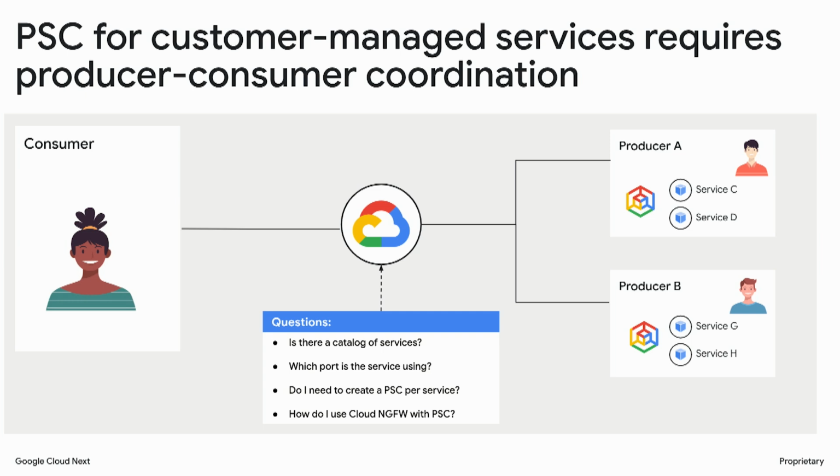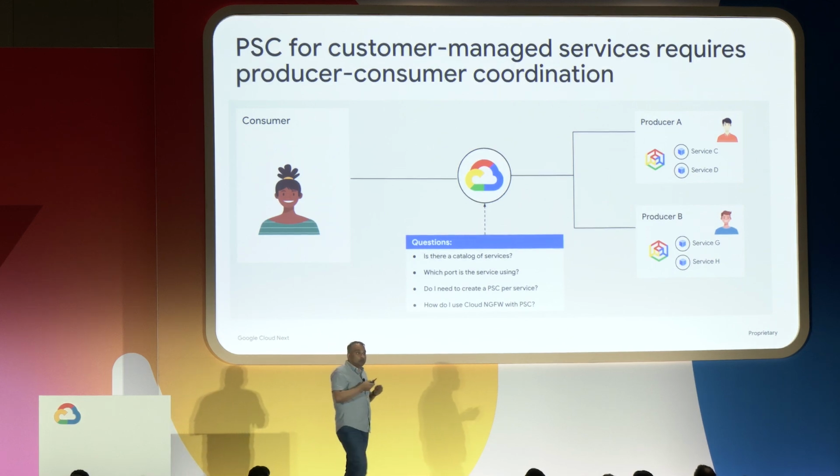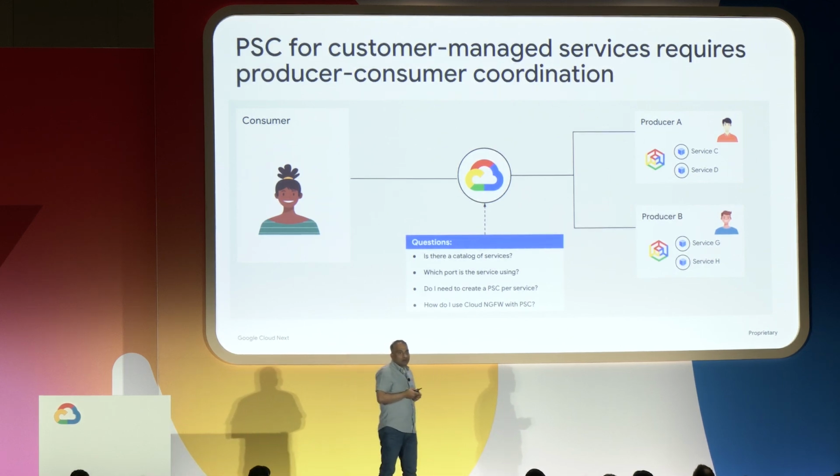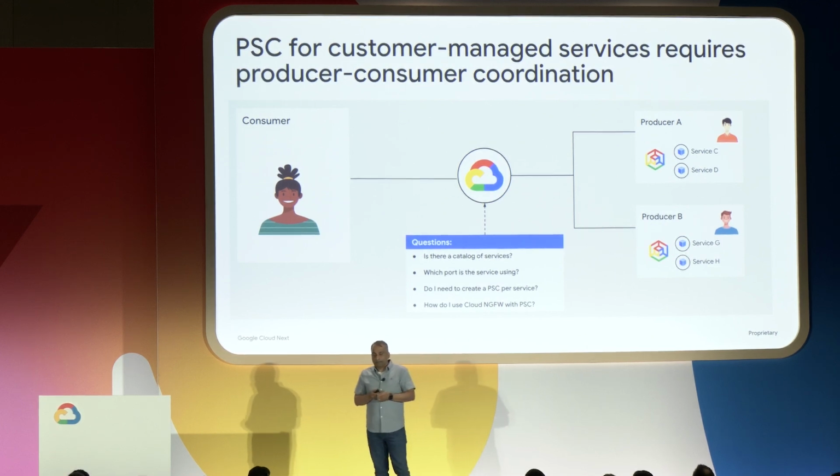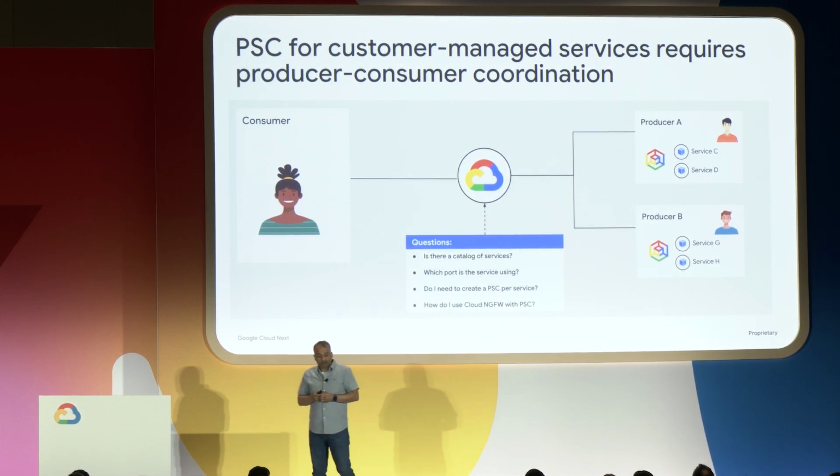So what's next? So what's missing? PSE still requires close coordination between the producer and the consumer. Some common questions that we see as we speak to customers is, can the consumer get a catalog of all the services that they can access? How does the consumer get all the attributes of the service that they're trying to access? Which port is the service published on? Which region is the service hosted on? I'll give you details of why this is important in a bit.